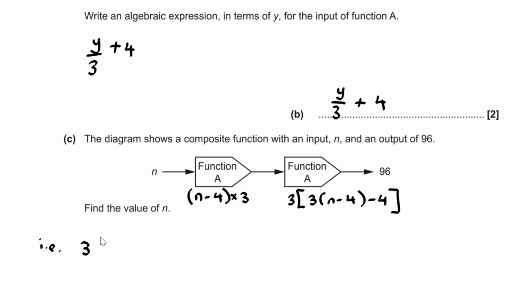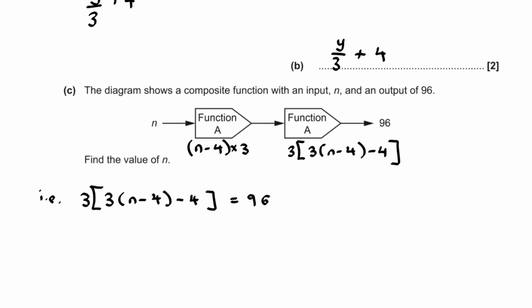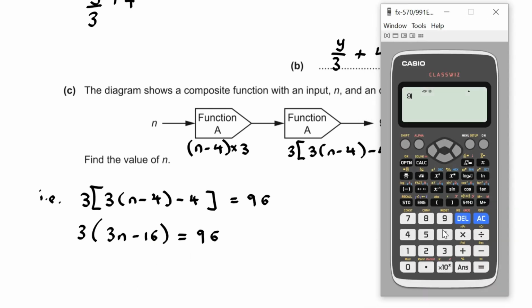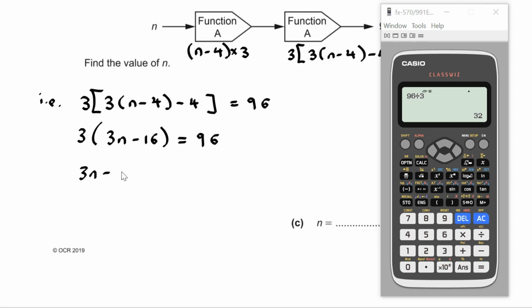So we get 3 lots of n minus 4 minus 4 equals 96. So we've got 3 lots of 3n, well, we've got minus 12 minus another 4, so that's minus 16, and this is equal to 96. 96 divided by 3, that's 32. So we've got 3n minus 16 equals 32. So if I add 16 to both sides, we have 3n equals 48, and therefore n is equal to 16.